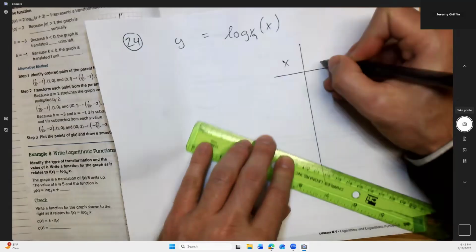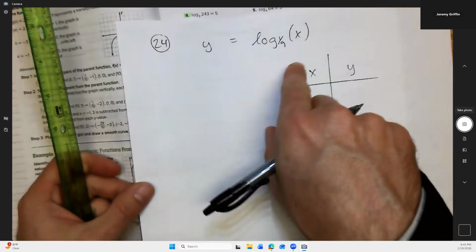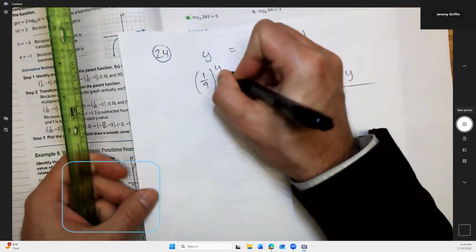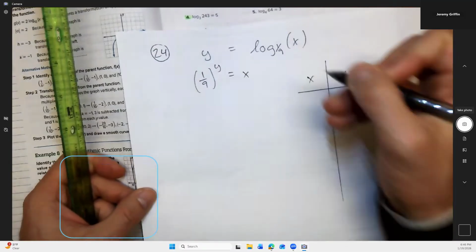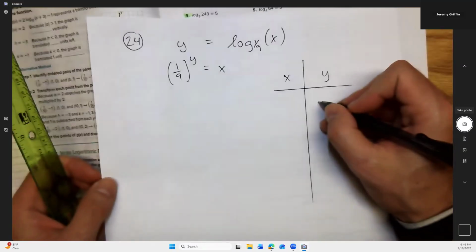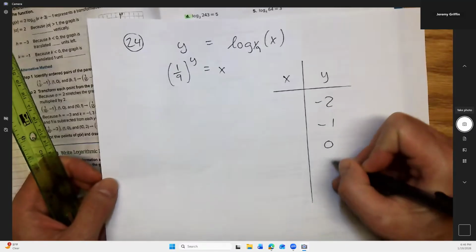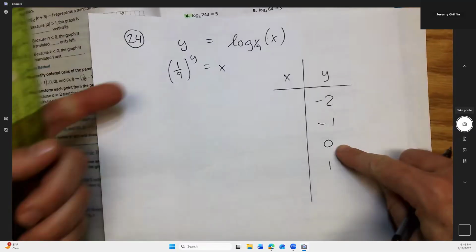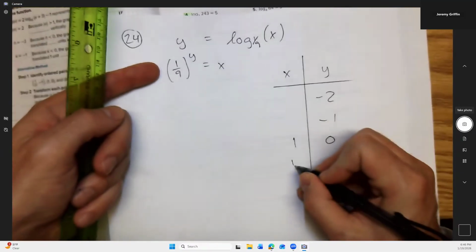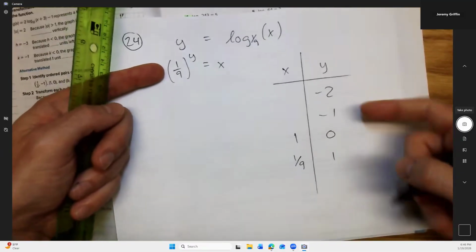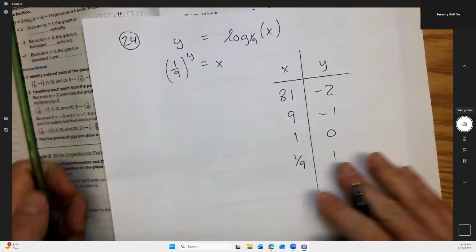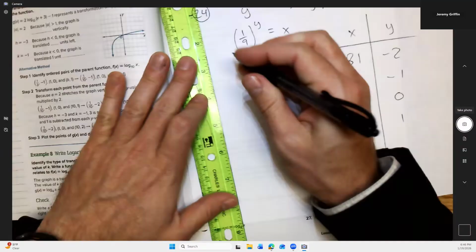So let's do x, y. Well, I could rearrange this. I know that 1 over 9 to the power of y is equal to x. So let's pick some values for y. How about -2, -1, 0, 1? See what happens. If I plug in 0, anything to the power of 0 is 1. If I plug in 1, anything to the power of 1 is itself. -1 turns into a fraction. -2, 9 squared is 81.